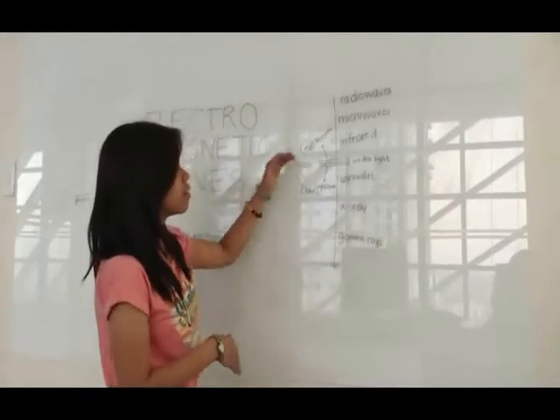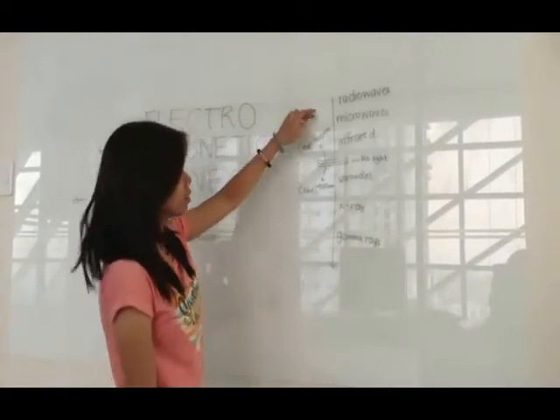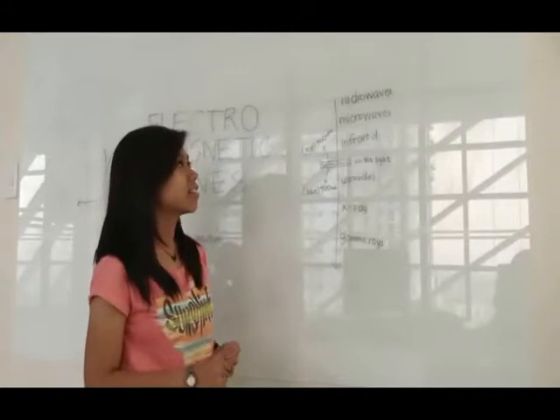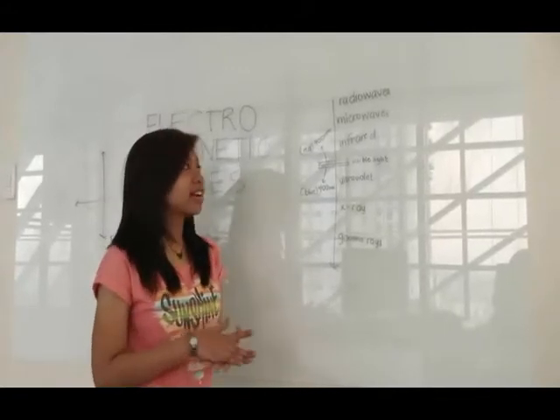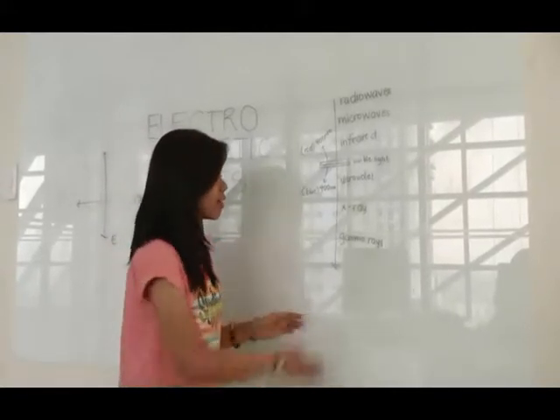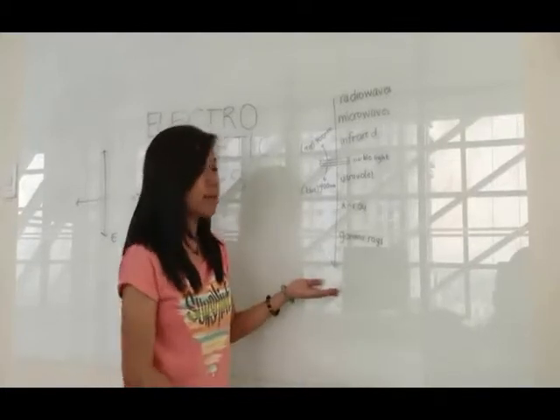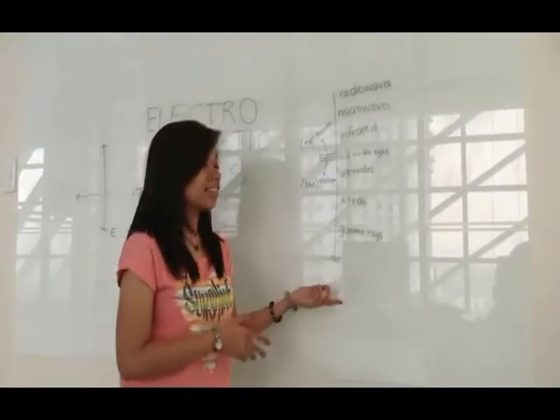The radio waves, being the first one, have the longest wavelength and the lowest frequency, while the gamma rays exhibit the shortest wavelength and the highest frequency.